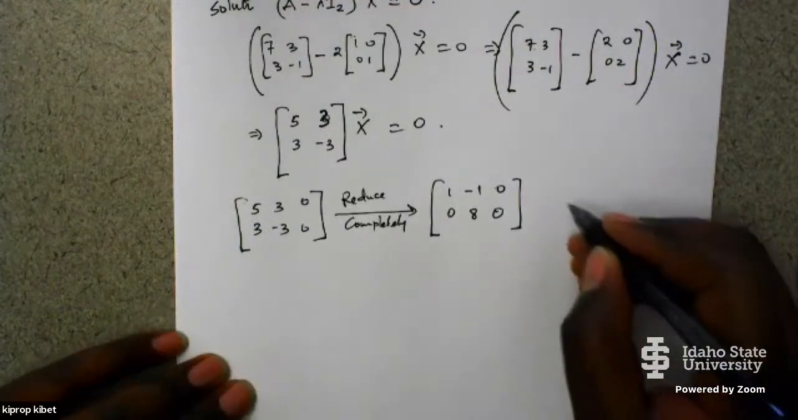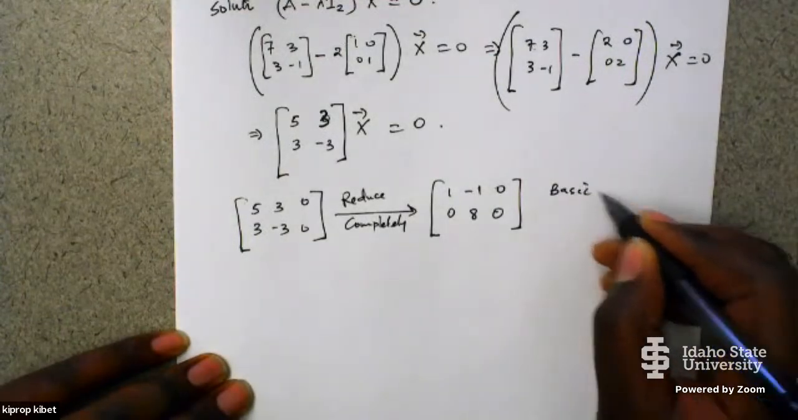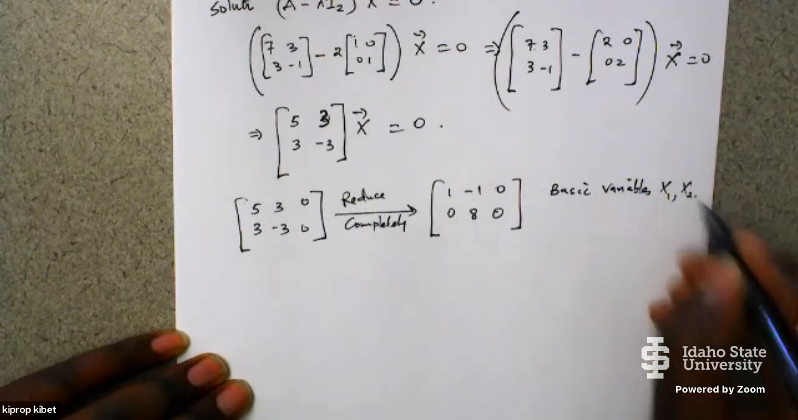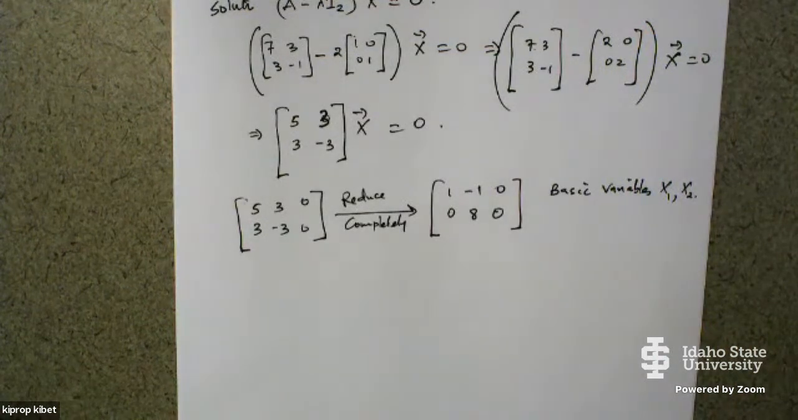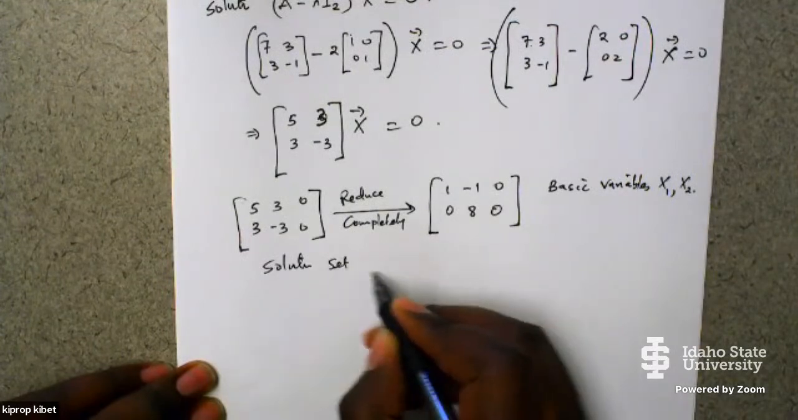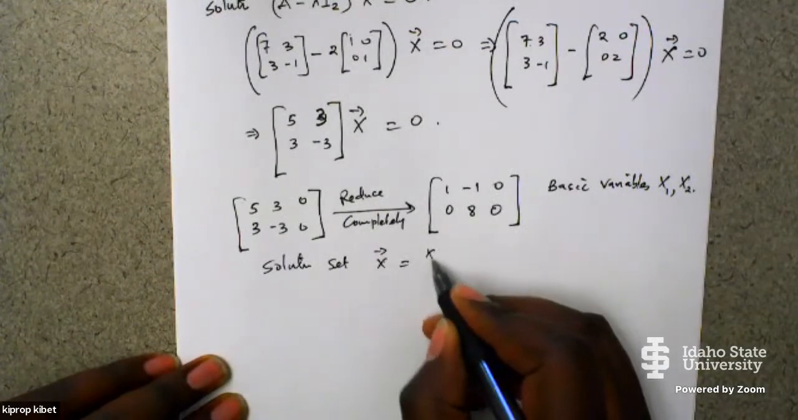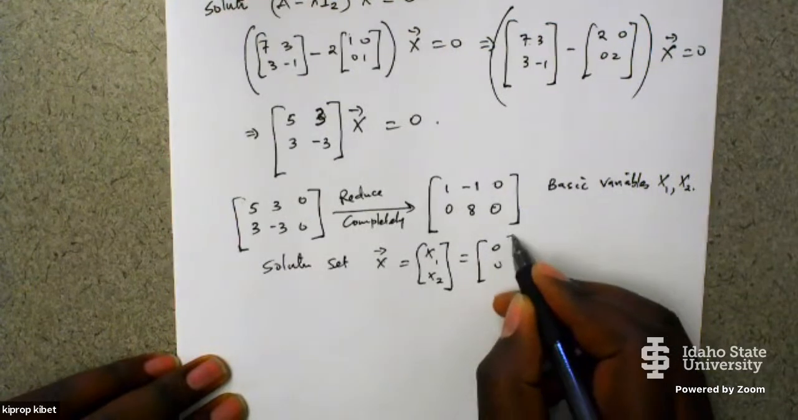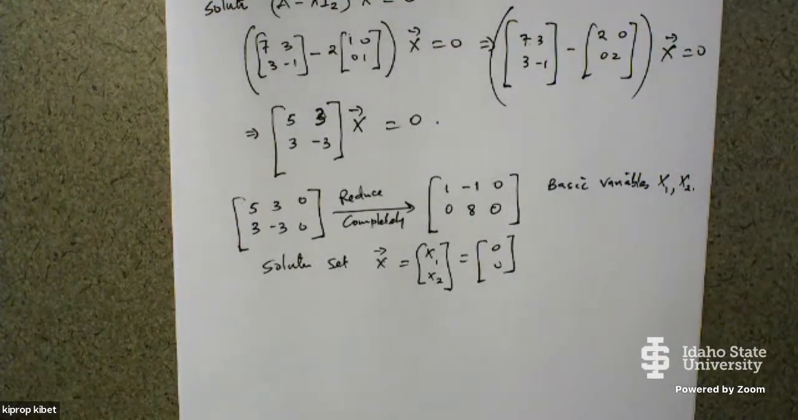So we can see from here that the basic variables are x1 and x2. So we don't have free variables. So in this case, we have the trivial solution. So therefore, the solution set x equals x1 and x2, which are equal to 0 and 0.